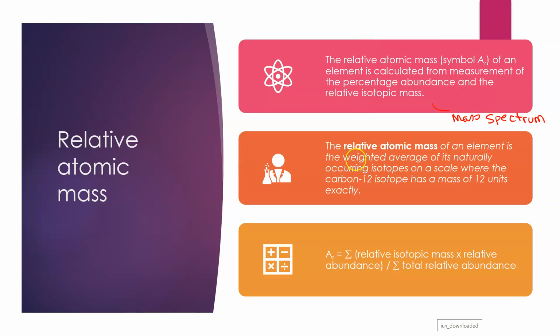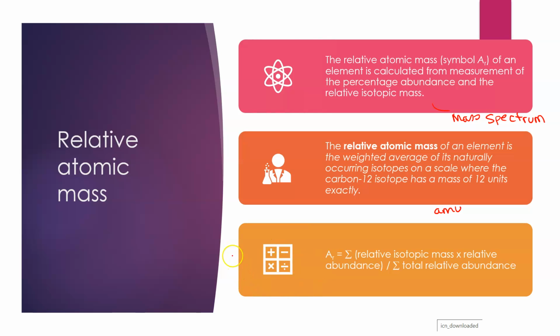It is the weighted average of its naturally occurring isotopes, where carbon-12 has a mass of 12 units exactly, and we report this in the units of amu or atomic mass units, which have no physical correlation. They are just a measure of the size or the mass of each element in relation to each other.